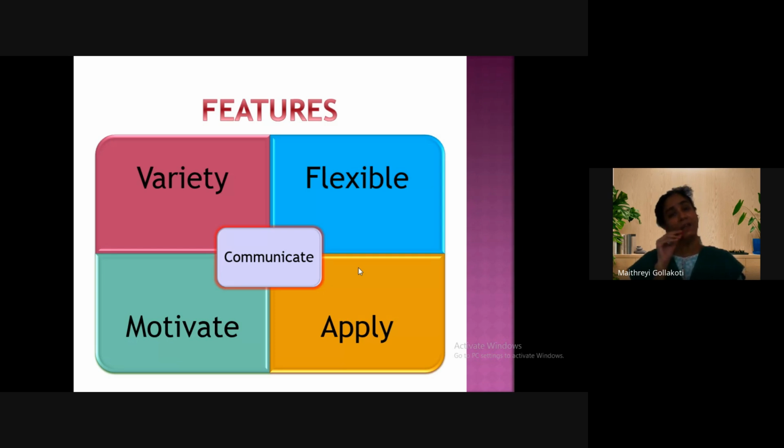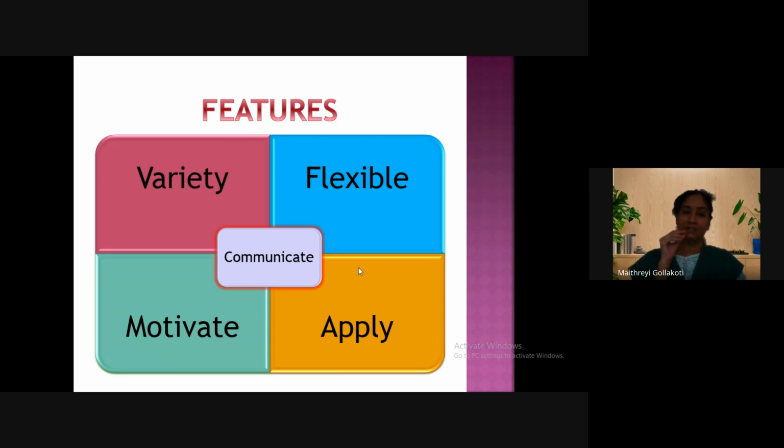And when there is a lot of variety, it will be very flexible. The mode will be very flexible, isn't it? You can use it at home, you can use it at office, you can use it while traveling, you can use it wherever you want. You can use it in whichever time you want. Through ICT, you can learn in the morning also, you can learn in the evening, you can learn at the middle of the night also if you have time. Okay. So it is very flexible mode.